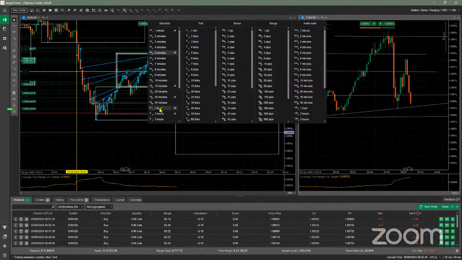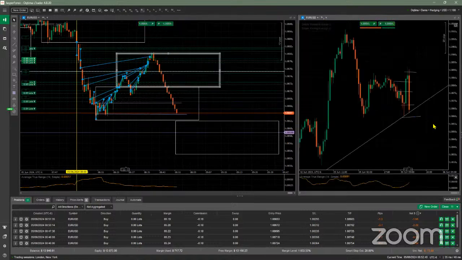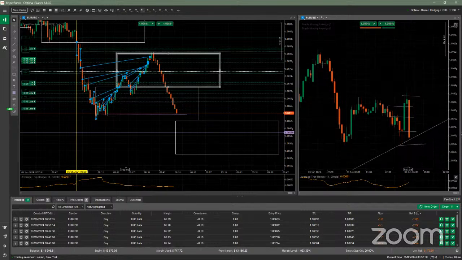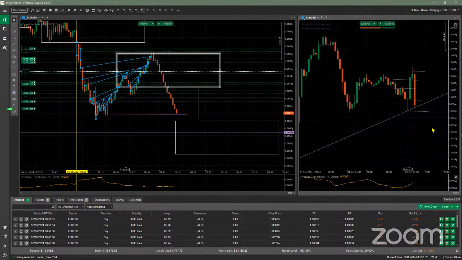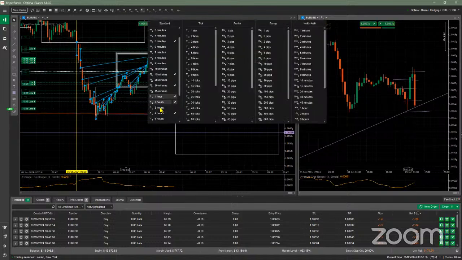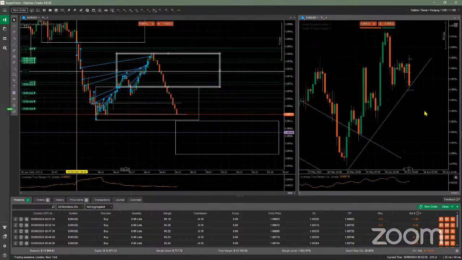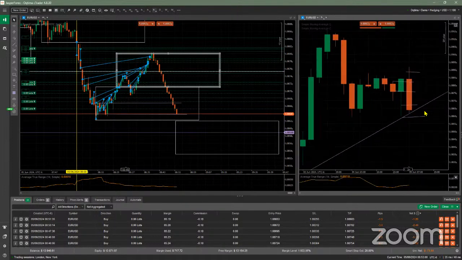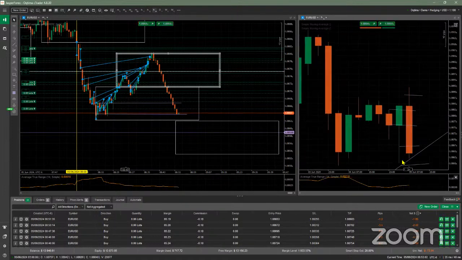Let's check this on the intermediate time frame. There's an hourly. Let's see the 4 hours. I'm curious to see what the 4 hours will look like. There's the 4 hour. The bottom is holding so far.